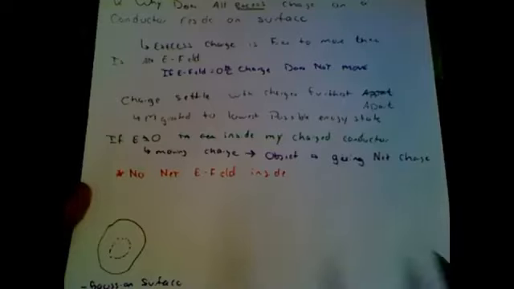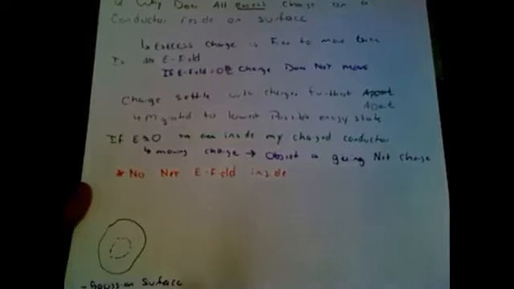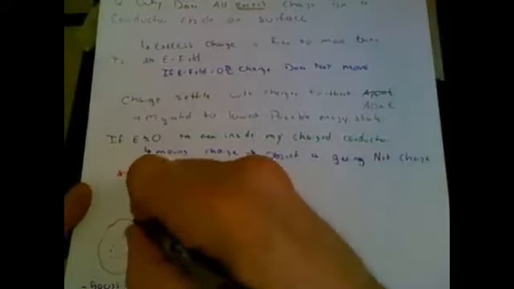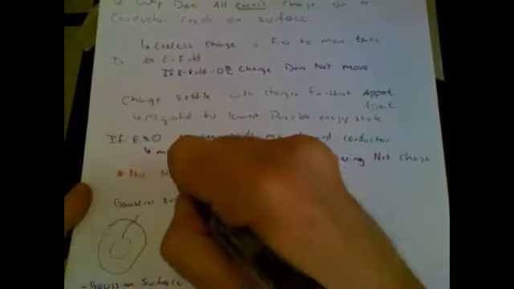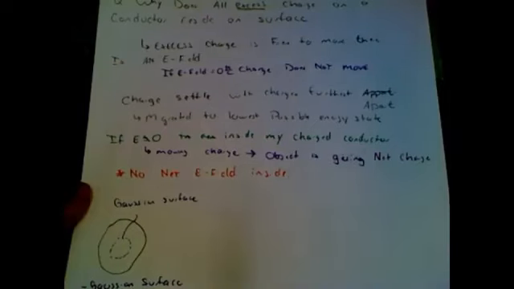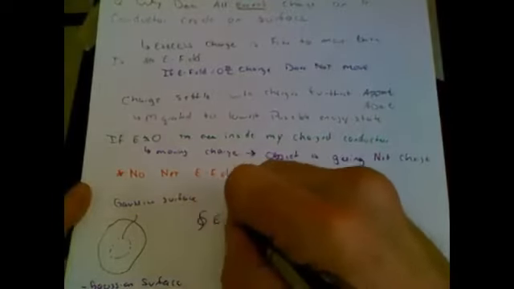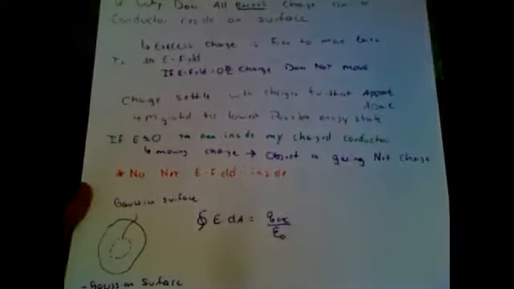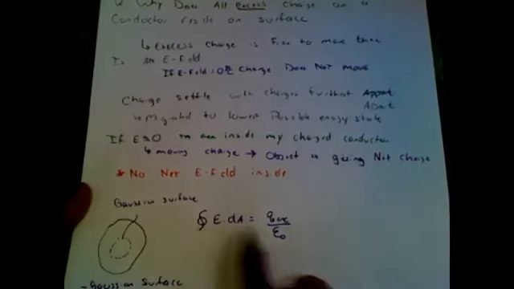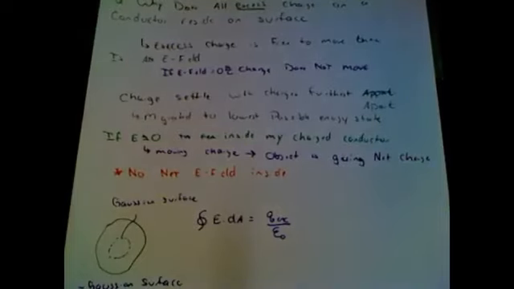Well, if there's no net electric field inside my conductor, here I drew a surface already, and I dotted this as a Gaussian surface, so I'm enclosing some part of my object. Gauss's law states that the surface integral of E dot dA is equal to Q enclosed over epsilon 0. This is some arbitrary object, and I don't even know what that area is. However, I don't care about it.